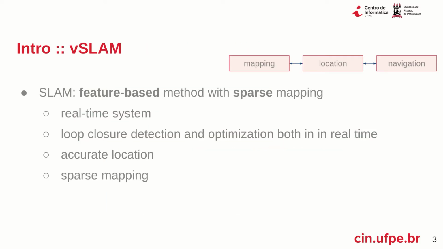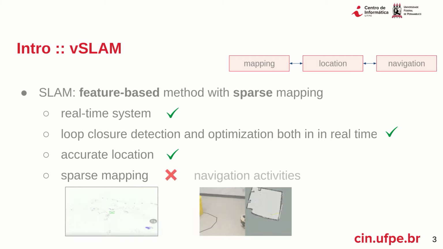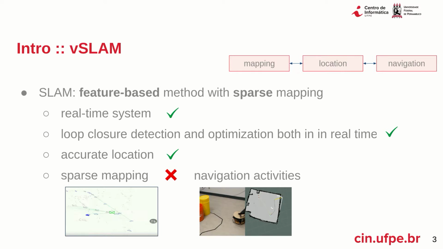Among visual SLAM classifications, the feature-based method associated with a sparse mapping gives a real-time system which is capable of detecting loop closure and doing optimizations both in real time. All of this combined with accurate location data. But concerning the mapping stage, the sparse point cloud represents a disadvantage for navigation tasks.